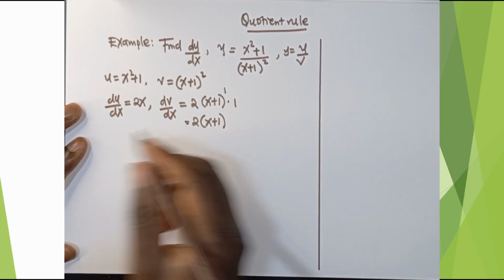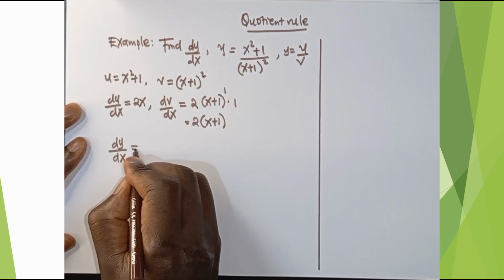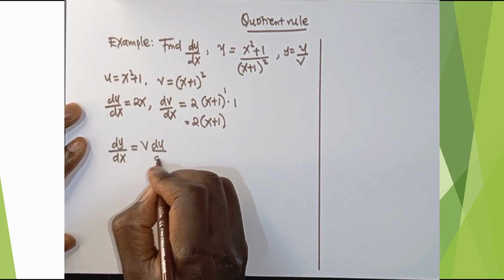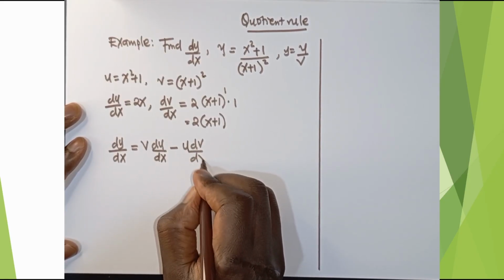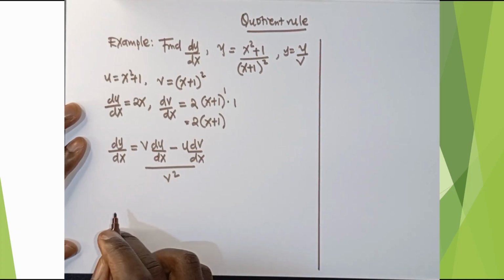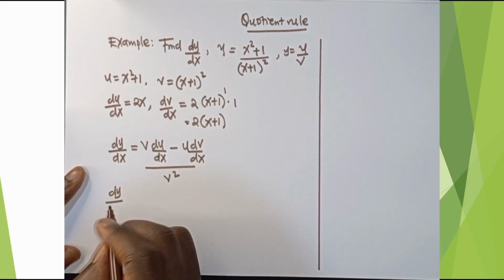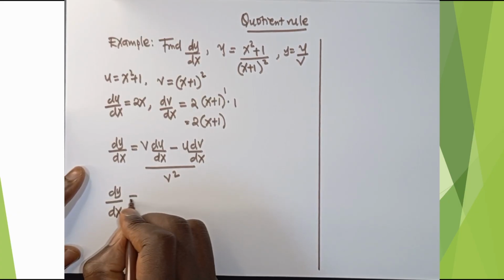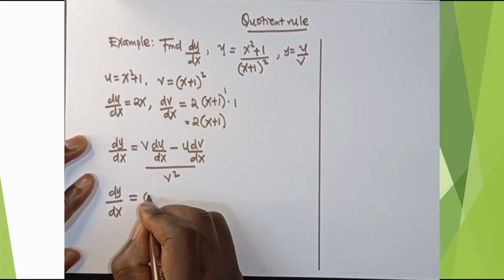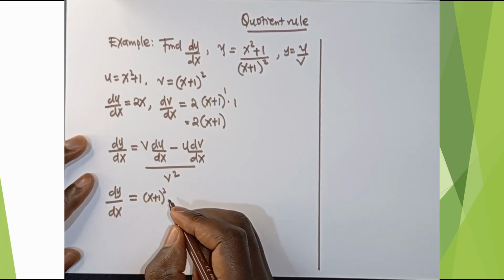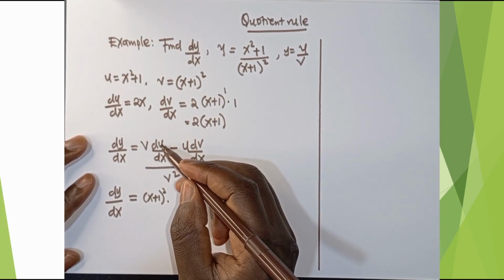Now it is always better to state the quotient rule. So our dy by dx is v du dx minus u dv dx, everything out of v squared. Now we substitute in accordingly. Our dy by dx is equal to, we substitute in v is x plus 1. This work is so easy. You just need to master the fundamentals.